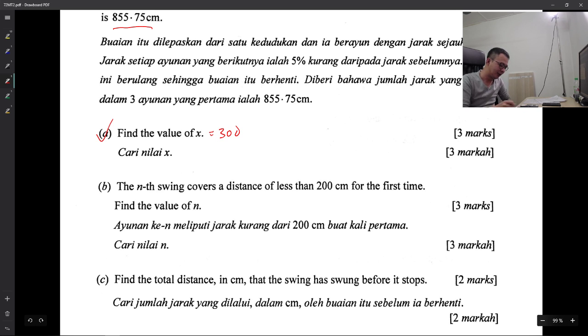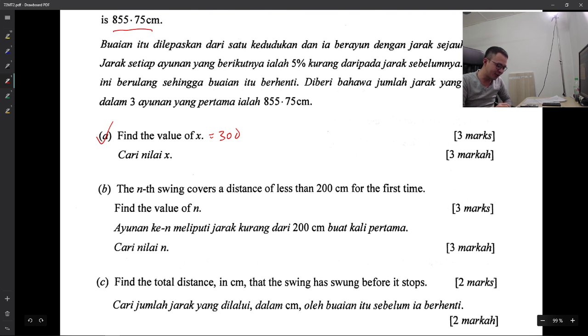Part 1 I done. Okay, the n swings cover the distance less than 200 cm for the first time. Find the value of n. So I need to find the value of n. So I should know Tn must be less than 200. So therefore, I will substitute my formula: ar^(n-1) will be less than 200.